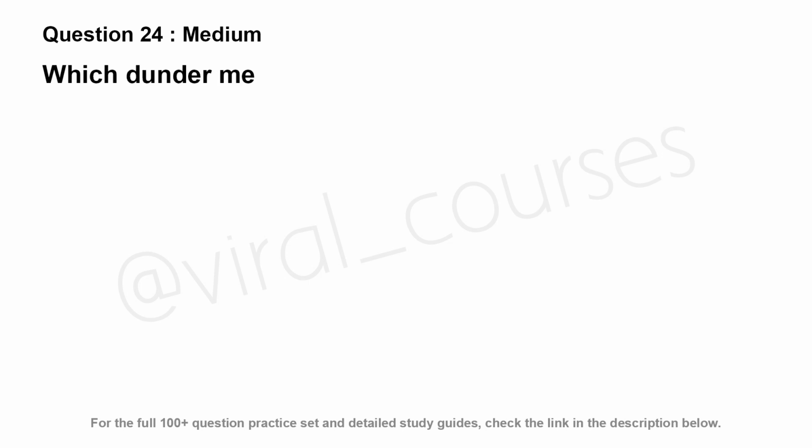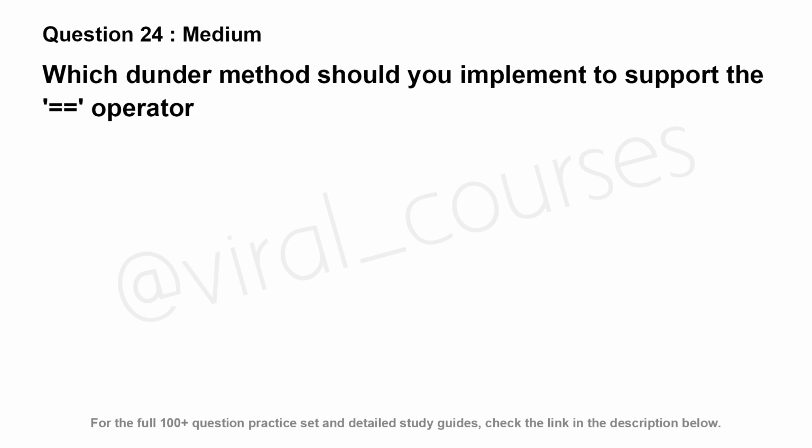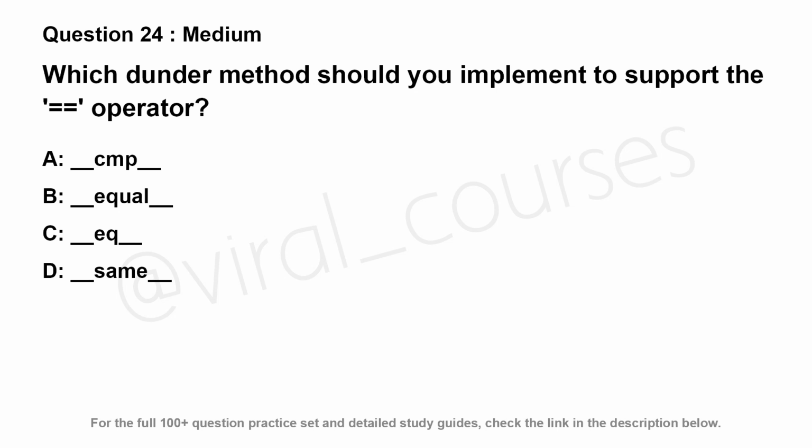Which Dunder method should you implement to support the == operator? Option A, __cmp__. Option B, __===. Option C, __eq__. Option D, __same__.